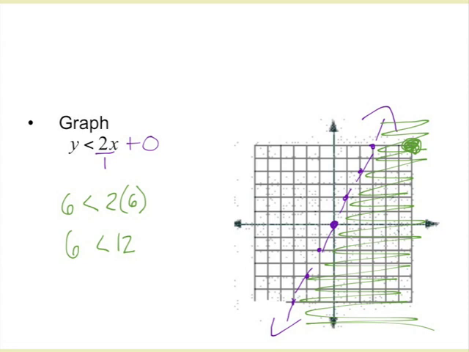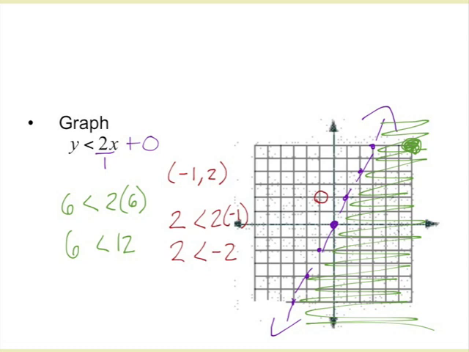If you plug it in and you get something false, so let's say, for example, the point that I picked was this point. What is that point? Negative 1, 2. So then if I plug that in, 2 is y, and negative 1 is x. So I get 2 is less than negative 2. No, it's not. So that means that that point is not a solution, which means all the solutions should be found on the other side.